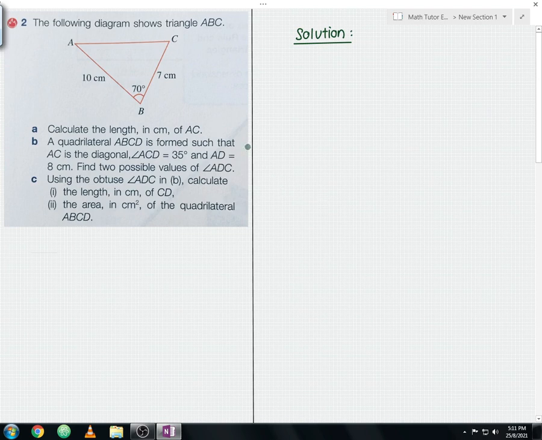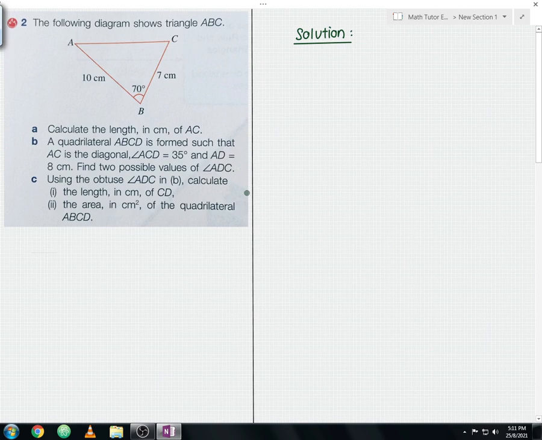For the question part B, a quadrilateral ABCD is formed such that AC is the diagonal, angle ACD is equal to 35 degree and AD is equal to 8 centimeter. Find two possible values of angle ADC.